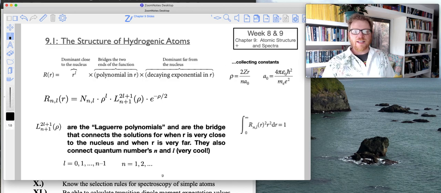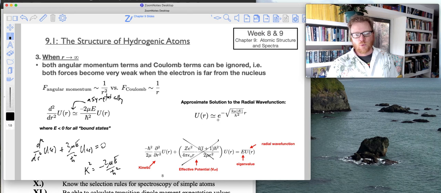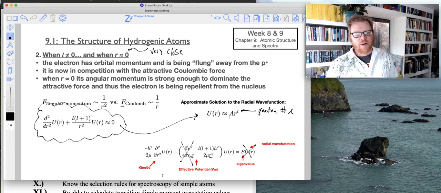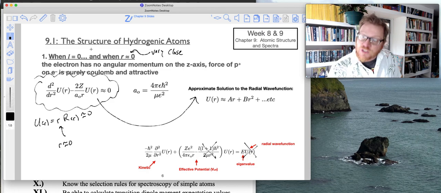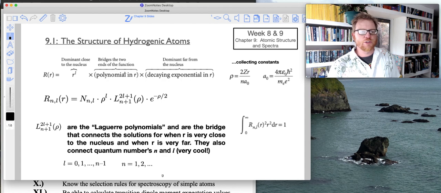So we're going to put all of these approximate solutions together. We've come up with 3 approximate solutions: 1, when the electron is very far away; 2, when the electron is very close, but it has angular momentum; 3, when the electron is very close, but it has no angular momentum. When we put all 3 of those solutions together, we get something that looks like this. Remember we've got u of r equals r times, it's supposed to be r times R of r.